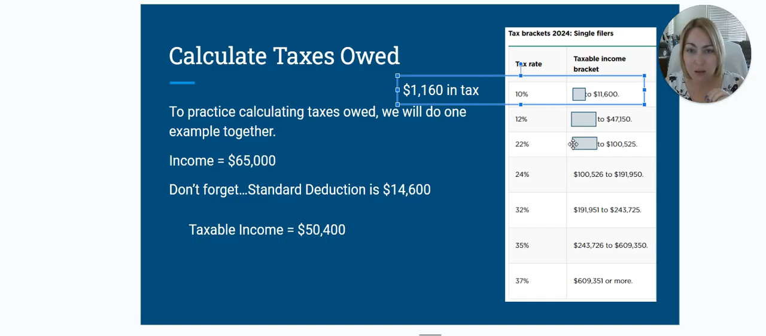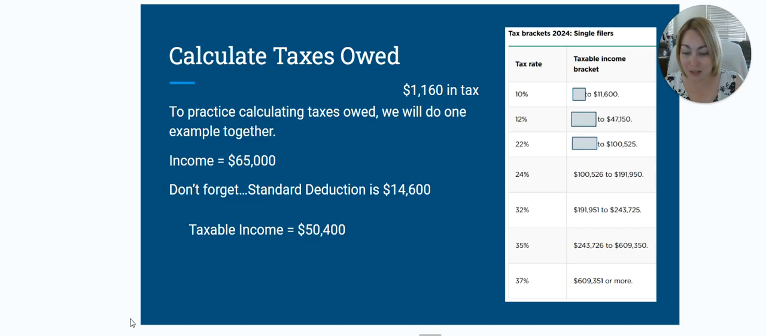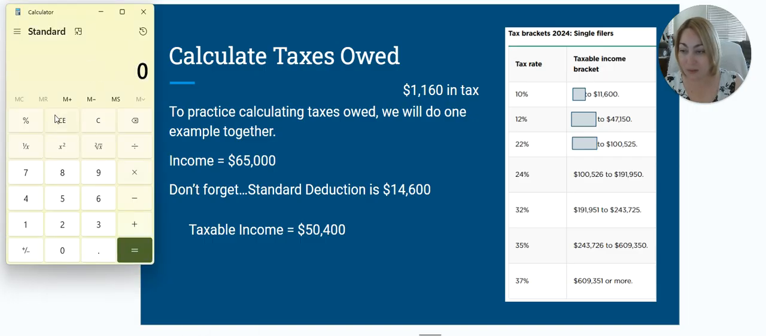We already taxed $11,600 of that income. Do you really want to have to pay double taxes on that income? No, nobody does. So we're going to subtract $11,600 from $47,150 to find out how much is actually in this pocket. So let's go ahead and do that really quick. I'm going to clear this. So I'm going to take $47,150 and subtract $11,600. And I get $35,550. So that's the actual amount of the income that is being taxed at 12%.